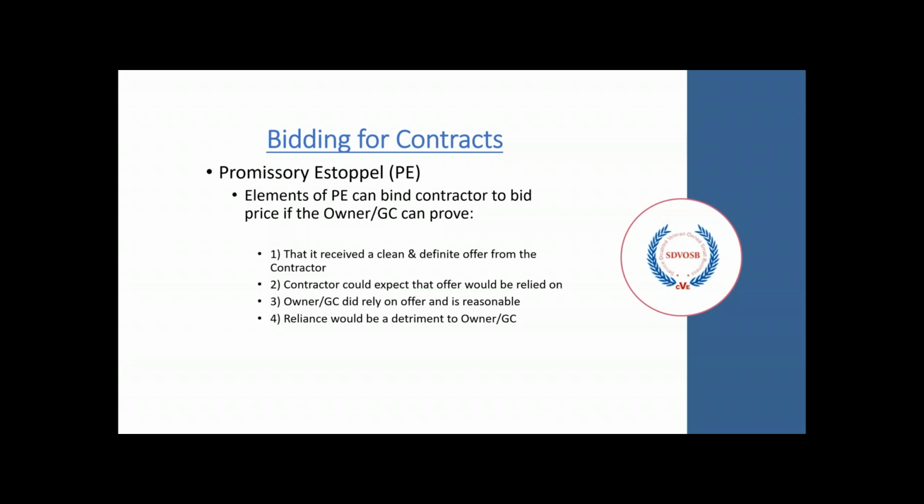The promissory estoppel ultimately protects everyone involved to say that if someone made a reasonable offer and is capable of fulfilling that offer, then they must follow through.